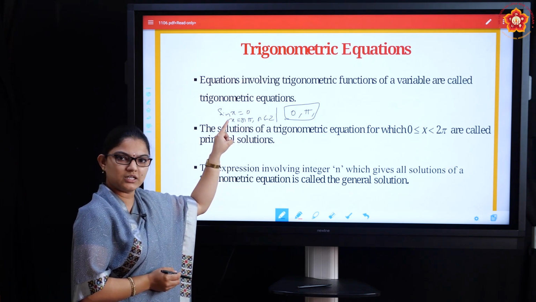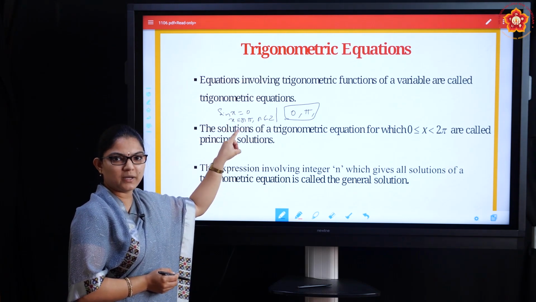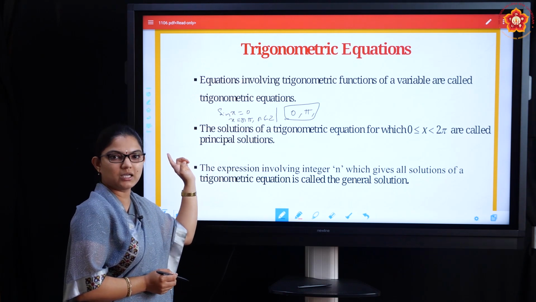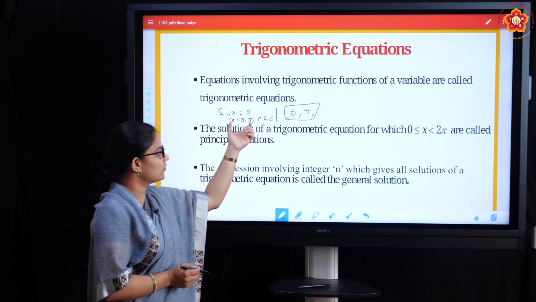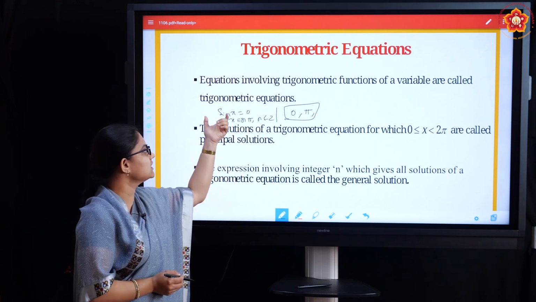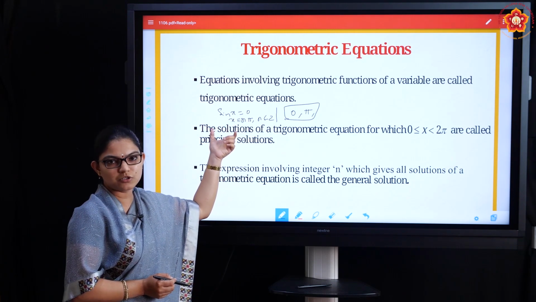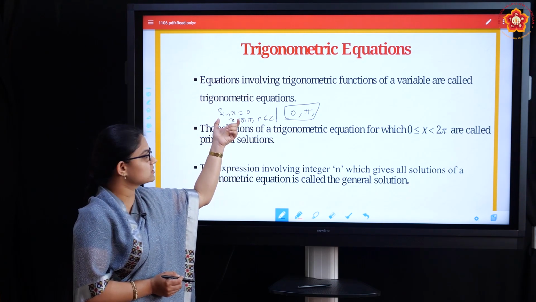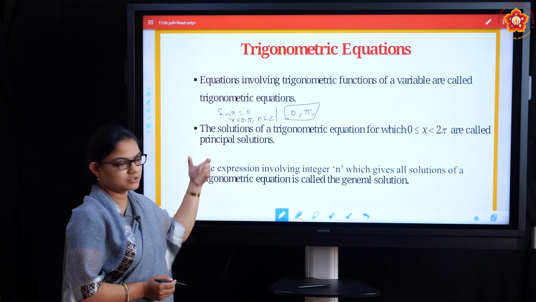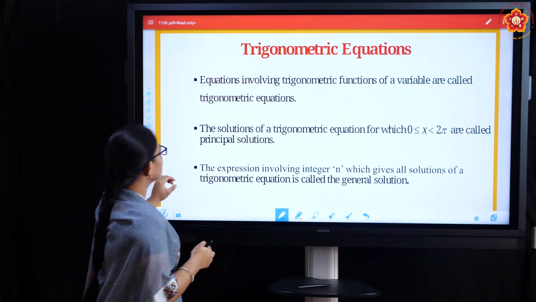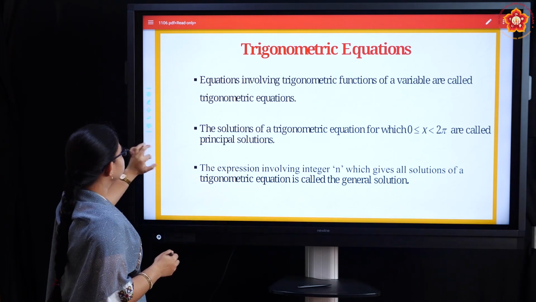That is 0, pi, 2 pi, 3 pi, etc. Likewise you can consider the negative also, that is minus pi, minus 2 pi, minus 3 pi. For all such angles we get sin x is equal to 0. So x is equal to n pi is the general solution of the trigonometric equation sin x is equal to 0. Likewise we find the solution of any trigonometric equation.